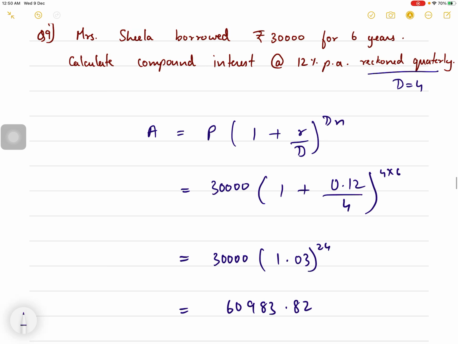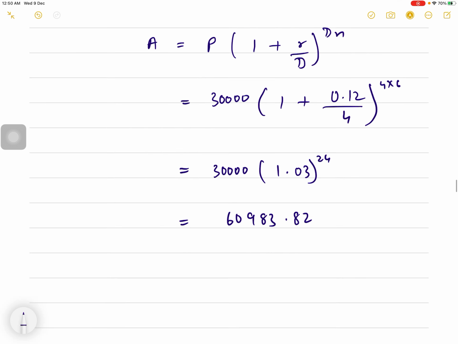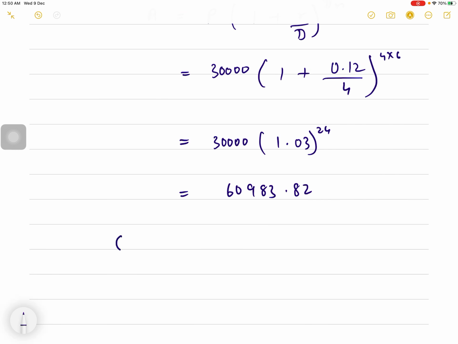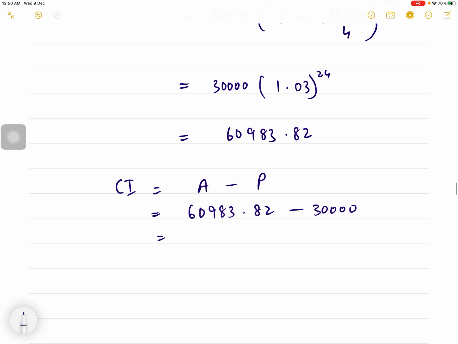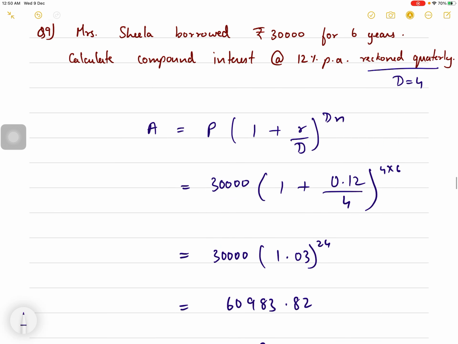You are supposed to find out, Mrs. Sheila borrowed 30,000. Calculate compound interest. So compound interest is equal to amount minus principal. So 60,983.82 minus 30,000. So 30,983.82. This is the compound interest.